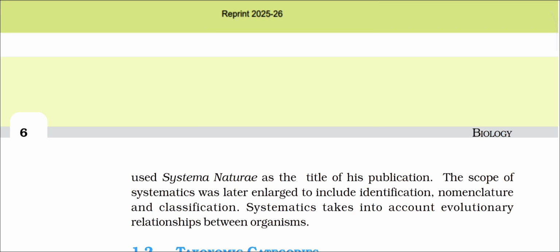The scope of systematics was later enlarged to include identification, nomenclature, and classification. Systematics takes into account evolutionary relationship between organisms.